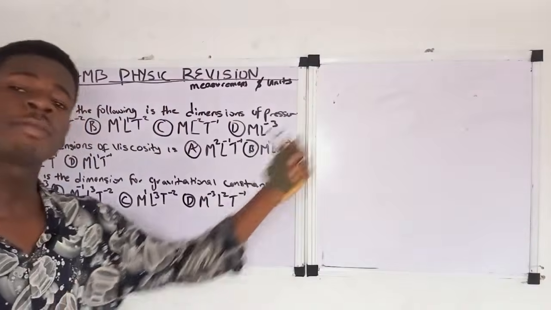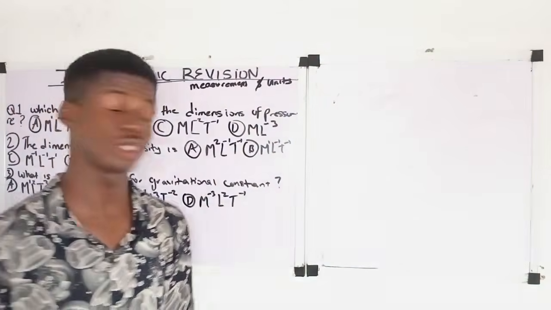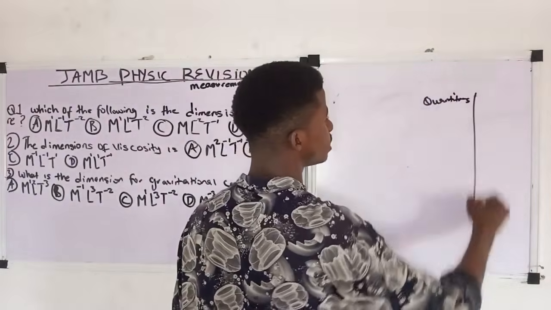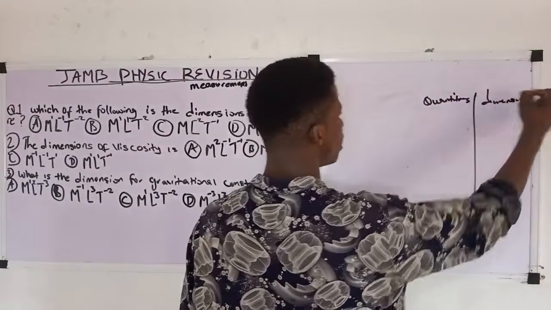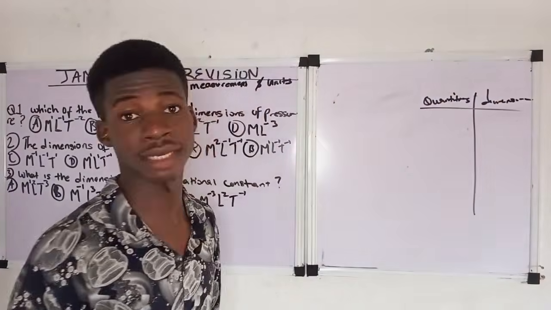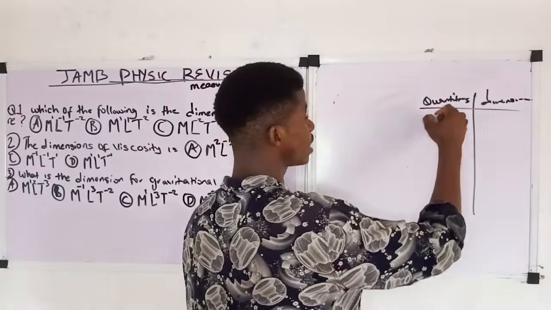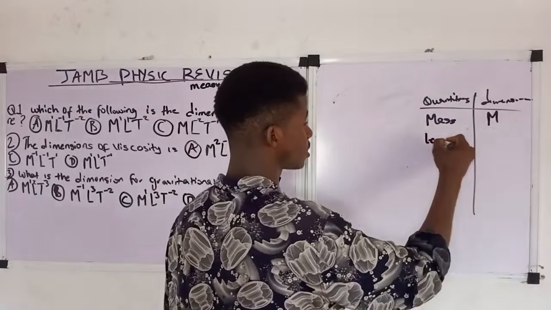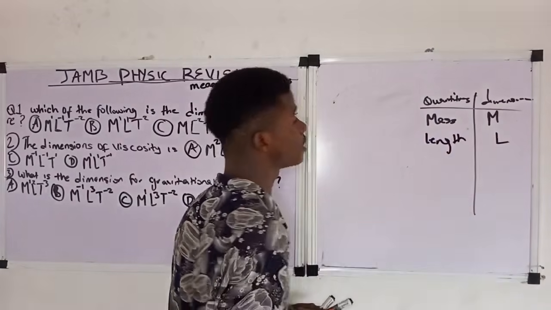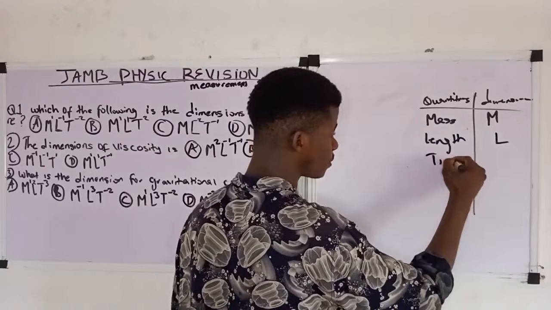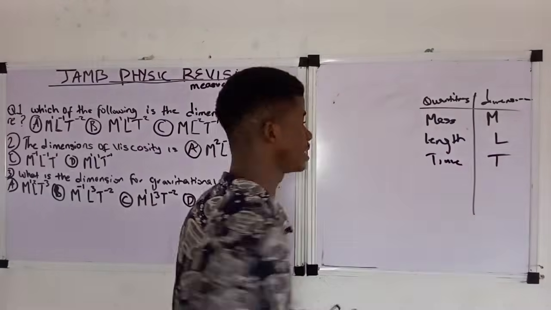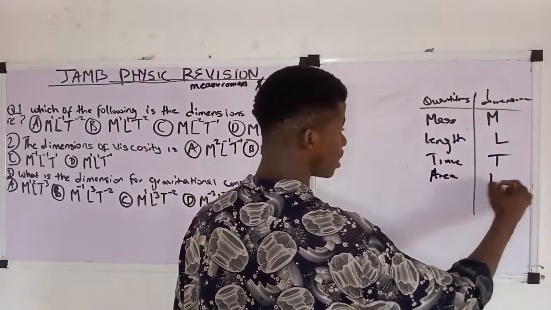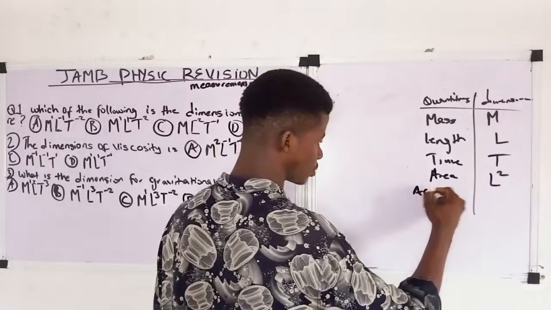Now before solving questions under dimension, these are things you need to know. Let's say these are quantities, and these are their dimensions. For a quantity like mass, the dimension is capital letter M. For length, the dimension is capital letter L. For time, the dimension is capital letter T. For area, the dimension is L squared.